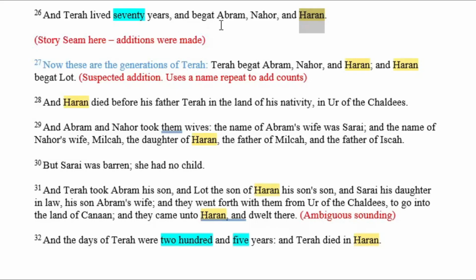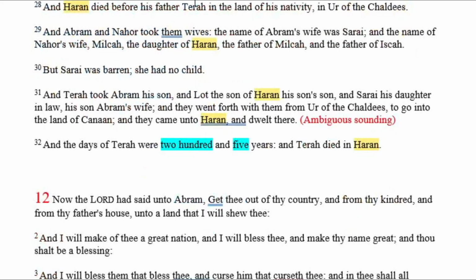And Terah lived 70 years and begat Abram, Nahor, and Haran, however you pronounce that. And those are people, aren't they? Then we have a repeat. Terah begat Abram, Nahor, and Haran begat Lot. And Haran died before his father Terah, in the land of his nativity. And the name of Nahor's wife, Milcah, the daughter of Haran, the father of Milcah, and the father of Iscah. We don't have any questions about this being a person yet, do we? Then it says, and Terah took Abram his son and Lot the son of Haran, his son's son. Sounds like a person still.